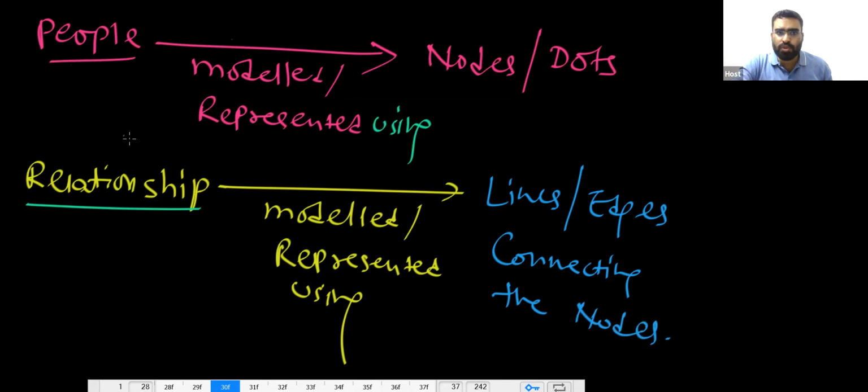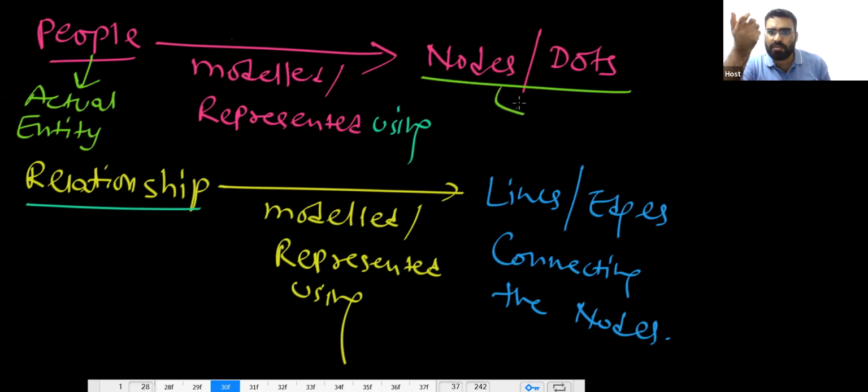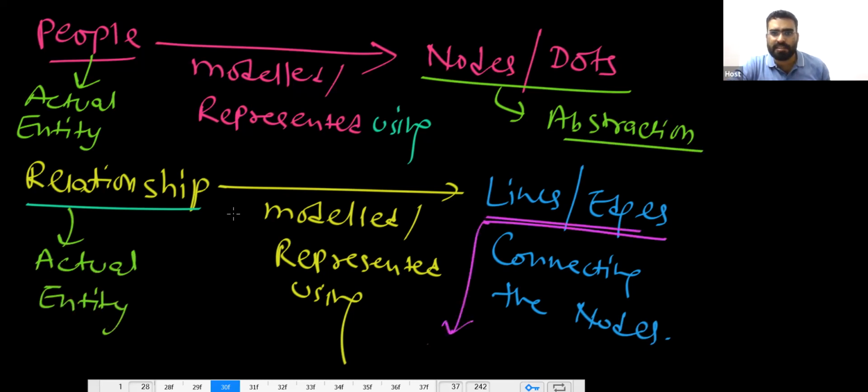So tell me, can I say people are actual? Are you actual? Yes, you are an actual entity. These are the actual things, the actual entities. But tell me, nodes and dots, these are what? These lines and edges, these are what? These are abstraction.